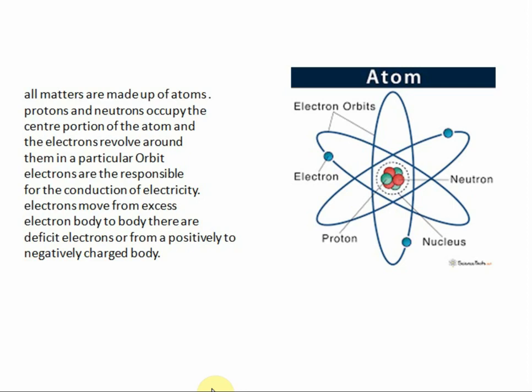If the electrons are not present in excess, the object can't pass electricity through it. Electrons move from a body with excess electrons to a body with a deficiency of electrons, or you can say from a negatively charged body to a positively charged body. So this is how conductors and insulators are made.